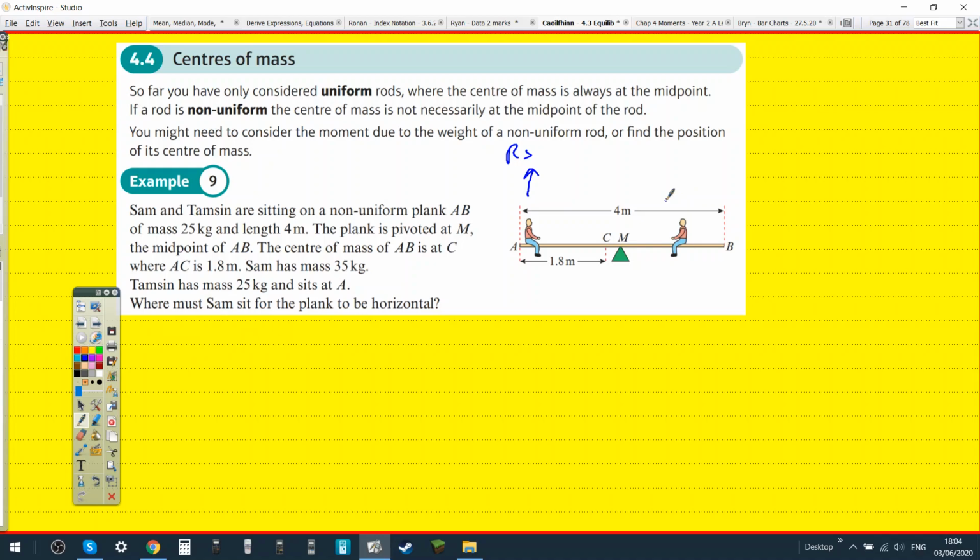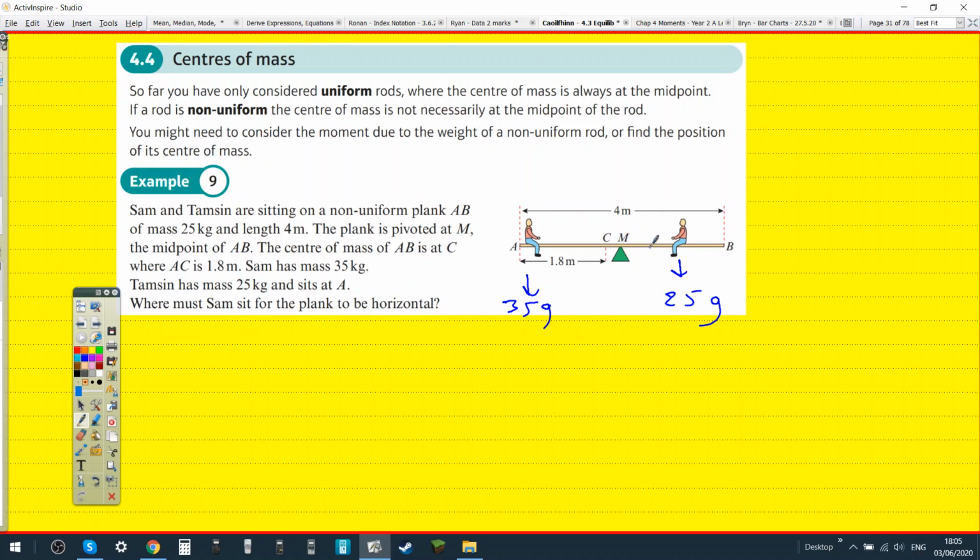Or suppose we could do it going the other way. Let's do it going the other way. So Sam and Tasnim, he's 20. No, sorry. Sam has a mass of 35, so he's going to be 35g. How about Tasnim? 25g. So that's going to be 25g. And is the actual plank 25g as well? So the plank itself is 25g.